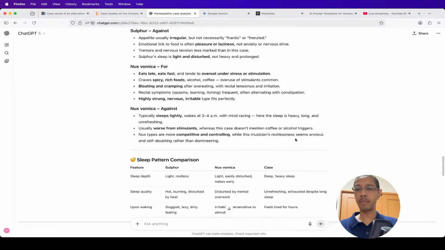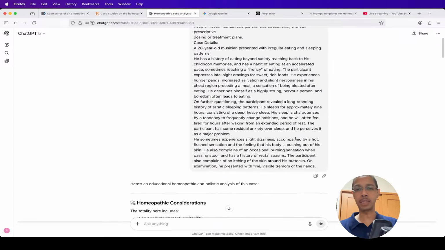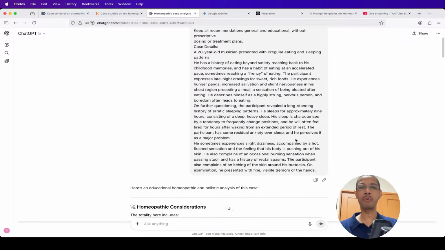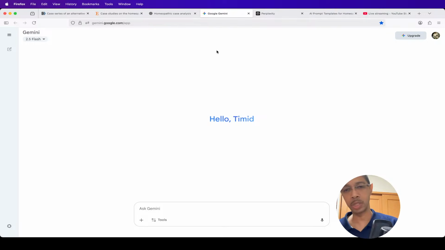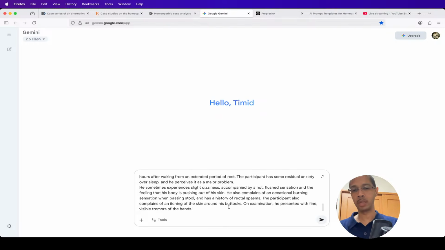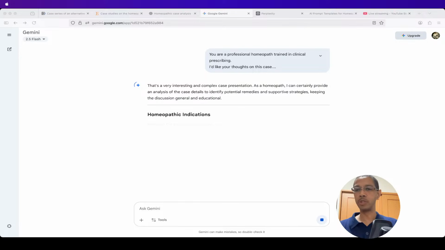So just as an example, I'm going to take the same case, the exact same case, same information, same prompt, and I'm going to put it into Gemini, and we're going to see what information it comes out with. Now, Gemini is Google's ChatGPT. If you have a Gmail account or a Google account, you already have access to this. It's also free. Just go to gemini.google.com. And we'll see what we got here.